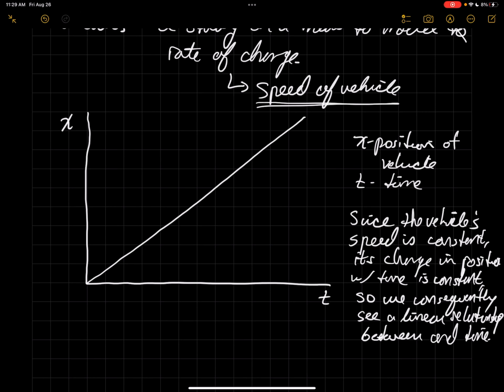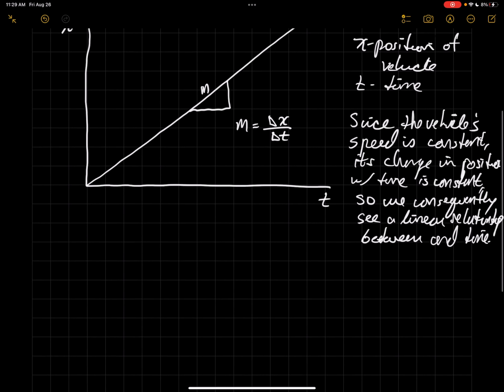It's very easy for us to look at this curve and say, okay, the rate of change of position is the same everywhere. And if I want to determine that rate of change in position, I simply take the slope of this curve. So this essentially becomes m, where m is the change in position x with respect to time. And anywhere along this curve, m is constant. It's a first order linear equation.